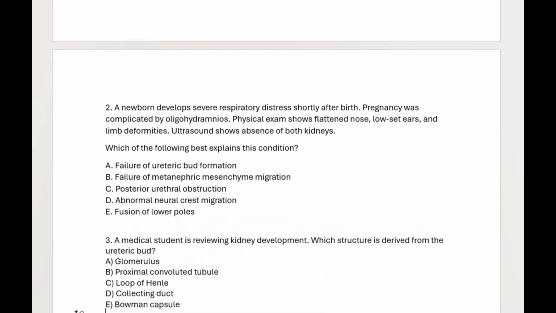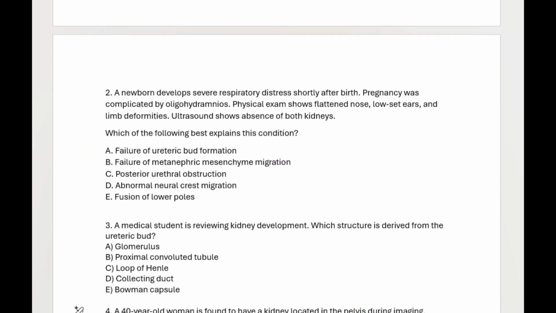A newborn develops severe respiratory distress shortly after birth. Pregnancy was complicated by oligohydramnios, and a physical exam shows a flattened nose, low set ears, and limb deformities. Ultrasound shows absence of both kidneys. Which of the following best explains this condition? So this patient has renal agenesis, and like we mentioned earlier, renal agenesis is usually due to what? Failure of ureteric bud formation, and then because it failed to form, it's unable to induce what? Metanephric mesenchyme in those patients.